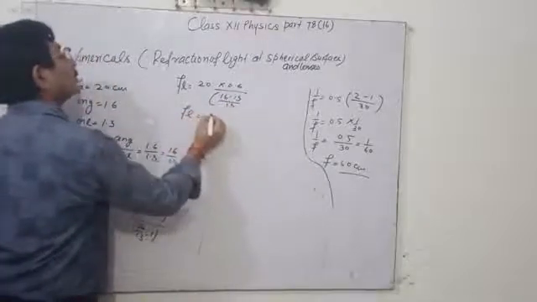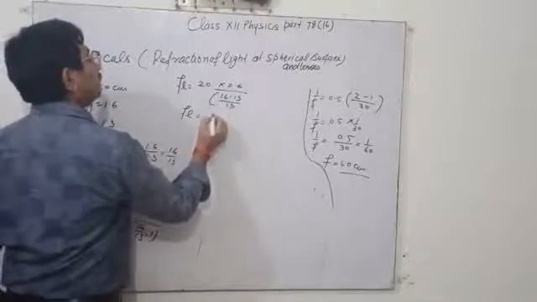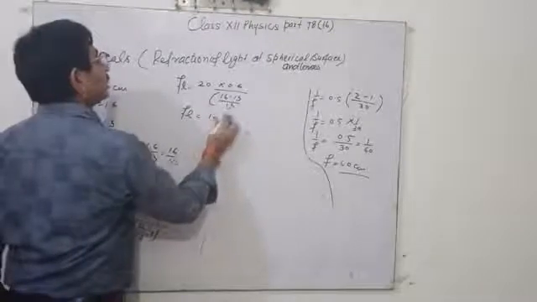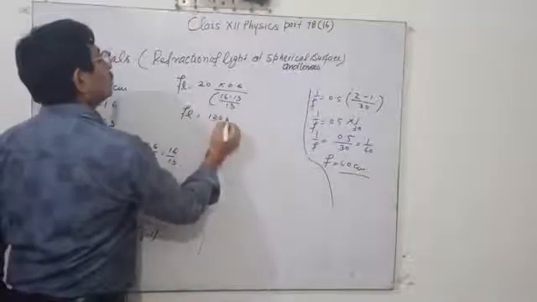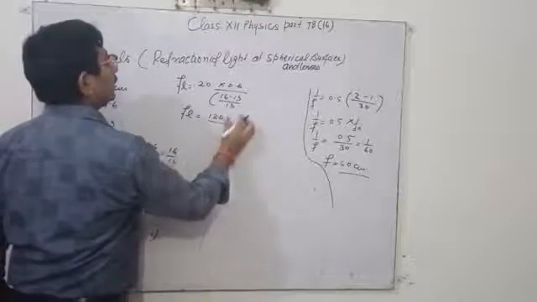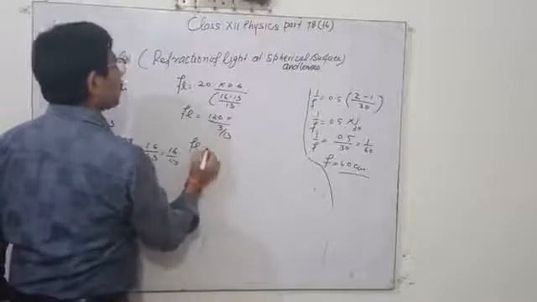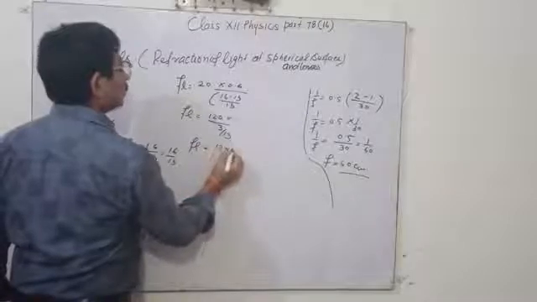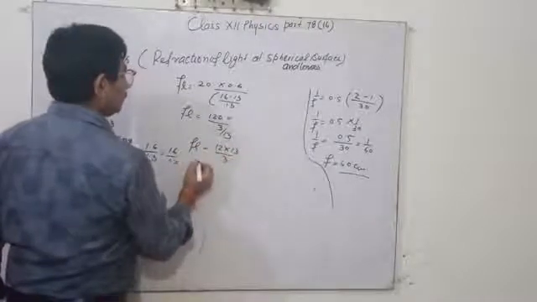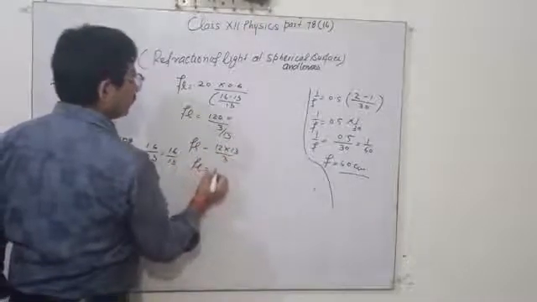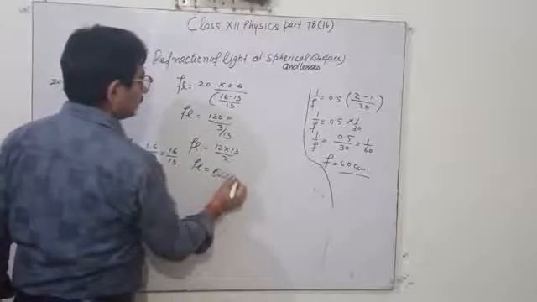FL equals 12 upon 3 by 13, so FL equals 12 into 13 upon 3. FL equals 52 centimeter.